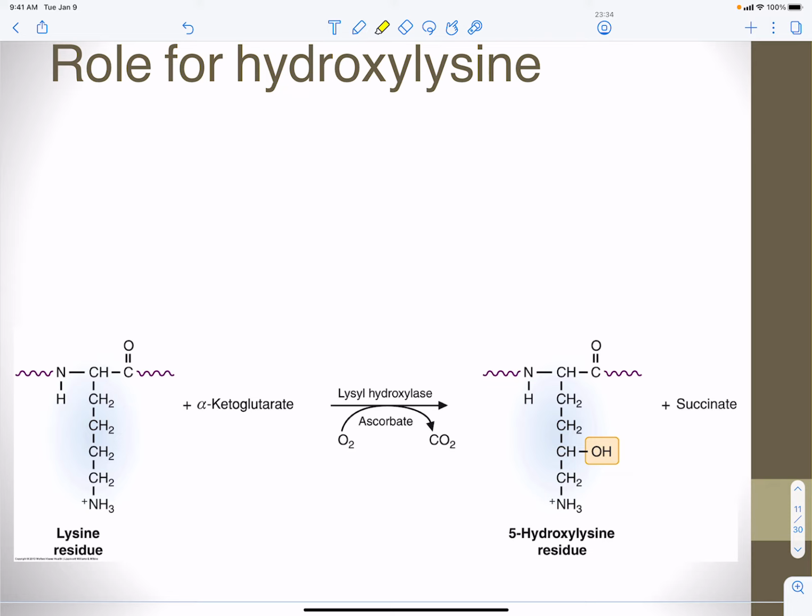You have your hydroxylysine, which is going to have a site of attachment for galactose and glucose moieties. And you're going to, again, start with a lysine residue, requires vitamin C, and then you're going to add that hydroxide group through the hydroxylase, and you're going to release succinate again.